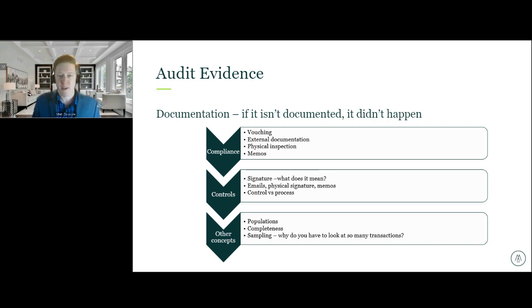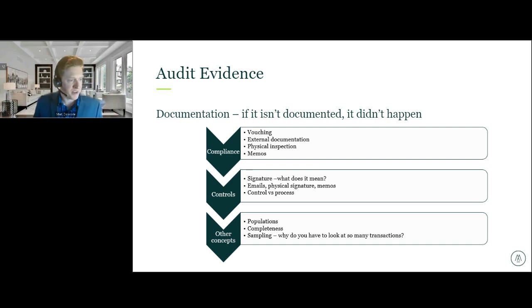You'll also maybe need to document something in a memo. So for example, if there's a complex transaction that's being reimbursed or some sort of complex consideration of allowability, you may want to document it in a memo and have it reviewed by someone and signed off, and have evidence of that. That way, it provides a good context for the auditor to understand the reason for a purchase or a certain action.